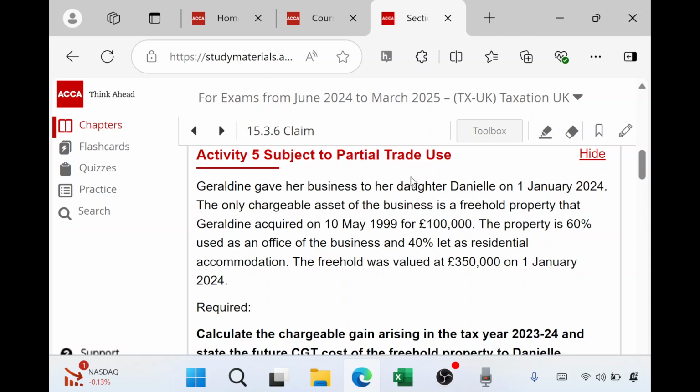So in this particular question, we'll see the classic setup, where we have the conditions satisfied, and indeed we have the transfer or gift of an asset from one family member to another, and they're really asking us about the implications. So looking specifically at the requirements, we'll see calculate the chargeable gain in the tax year 23-24 and state the future CGT cost of the freehold property to Danielle. So in essence, two parts here. Danielle is the receiver, as it were, and indeed her mother is the giver or the donor.